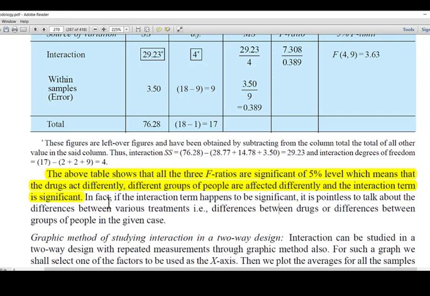that drugs act differently, different groups of people are affected differently, and the interaction term is significant. In fact, if the interaction term happens to be significant, it is pointless to talk about the differences between various treatments. That is, differences between drugs or differences between groups of people in the given case.